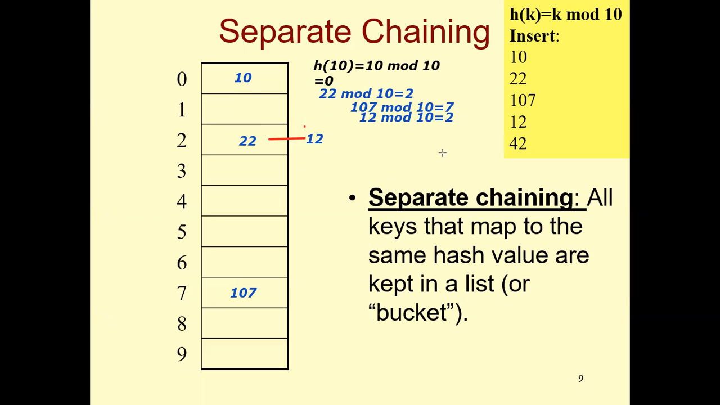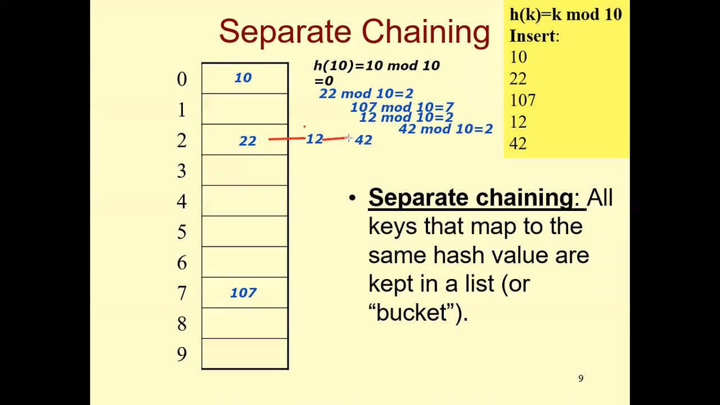All right, so the next number that we have is 42. If we work out 42, it's going to be 42 mod 10, and that is going to be equal to 2, because 10 into 42, 4, remainder is 2. Therefore, 42 should also go into 2. So we should have 42 here. But because there's a collision, we're going to show that it's actually chained.